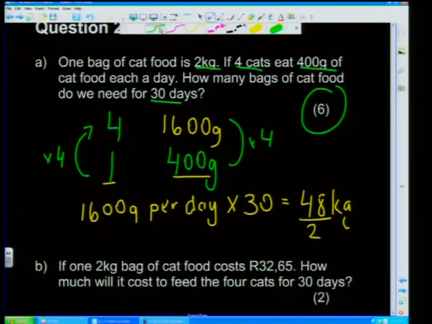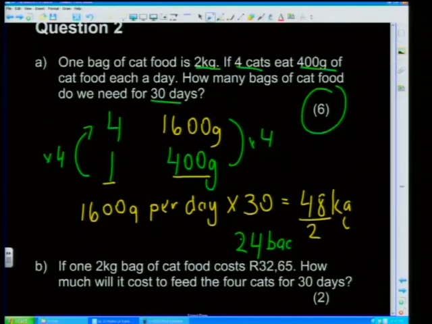I think we're running out of time here, Indy. No, I think we've still got about 6 minutes or so. So we've still got a little bit of time. Okay, yeah, so we need 24 bags.